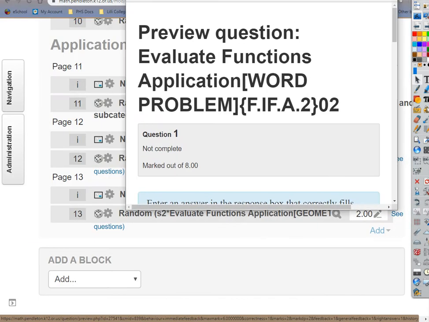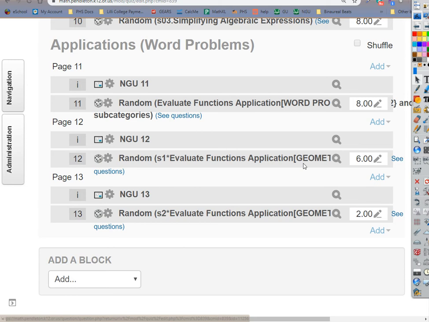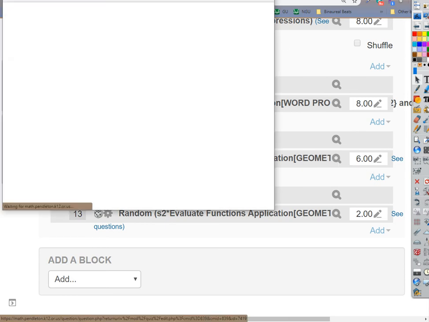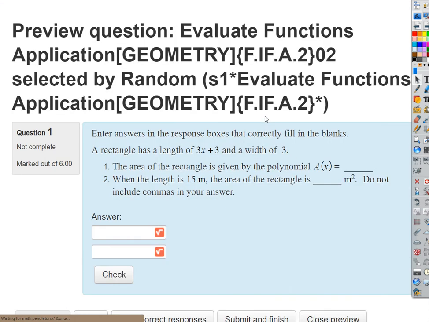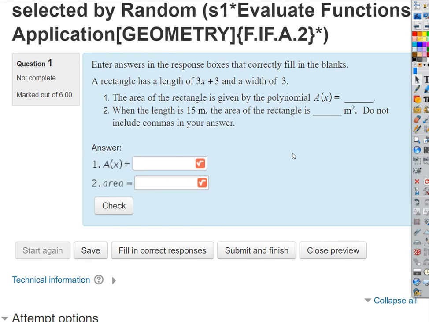All right. So what about these? Okay, what about this? A rectangle has a length of 3x plus 3 and a width of 3. First of all, they want us to come up with a function. Once again, ignore the word polynomial. Just come up with a function for the area of the rectangle. Well, how do you calculate the area of a rectangle? Yeah, length times width. So the quantity 3x plus 3 times 3, right?